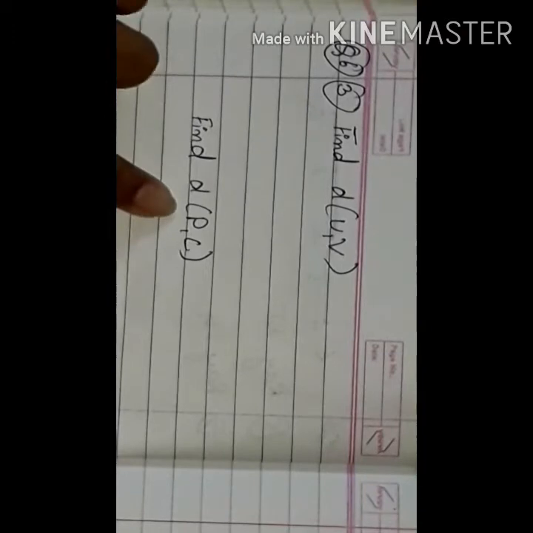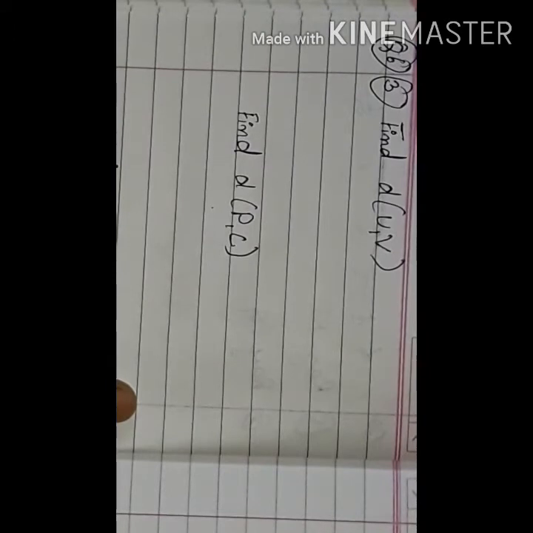In this we have to find the distance of UV, PC. The distances have been given to us from the number line. So we have to just write the coordinates and then subtract them. That's it, as we did in question number 1.